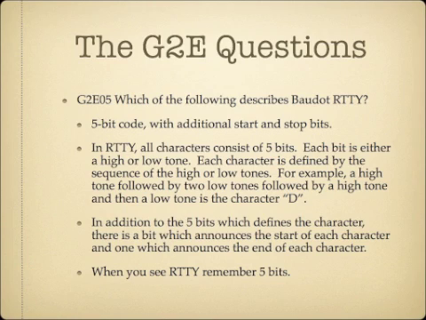Which of the following describes Baudot RTTY? Well, the answer is 5-bit code with additional start and stop bits. So in RTTY, all characters consist of 5 bits. Each bit is either a high tone or a low tone, and each character is defined by the sequence of the high and low tones. For example, a high tone followed by 2 low tones, followed by a high tone and then a low tone is the character capital D. In addition to 5 bits, which defines the character, there's a bit which announces the start of each character and one that announces the end of each character. So when you see RTTY, remember 5 bits and you should be fine on the exam.